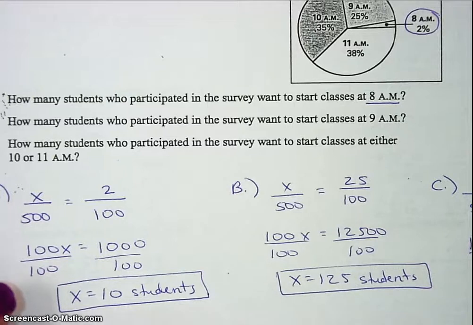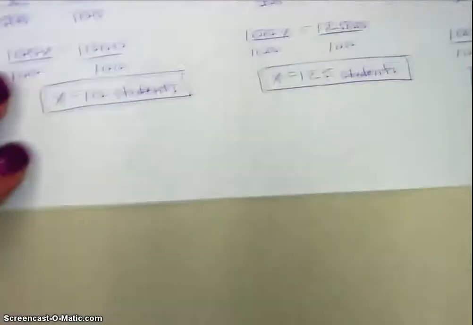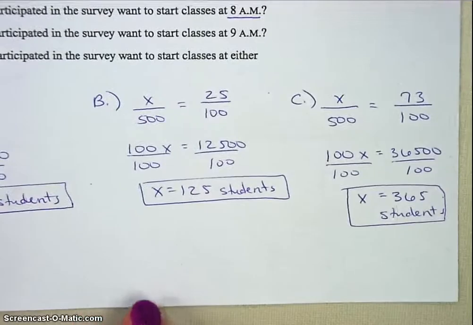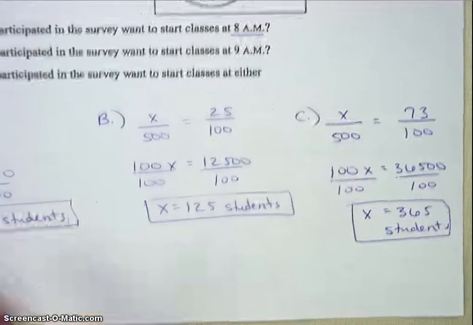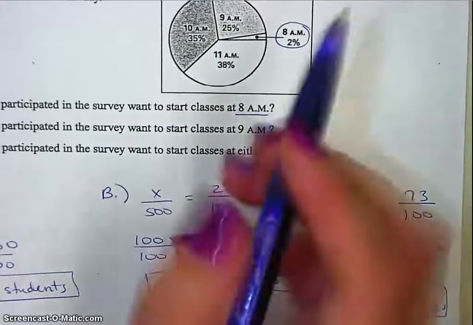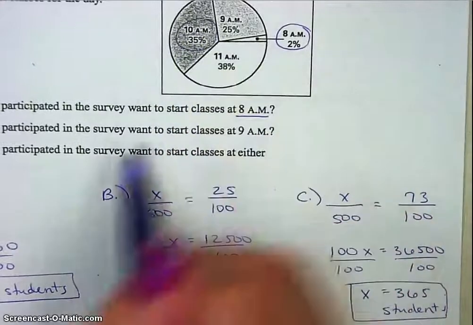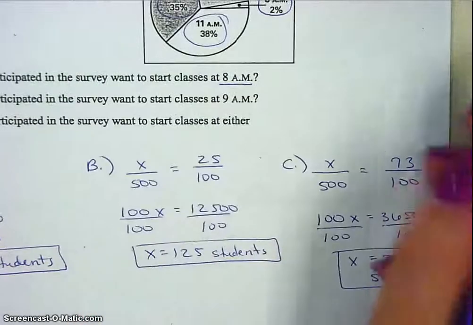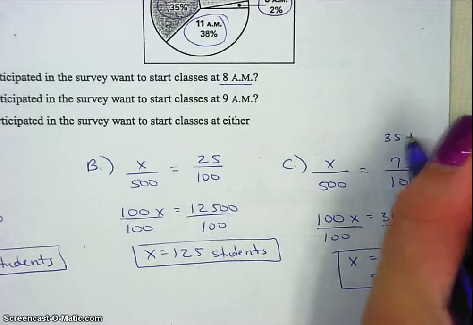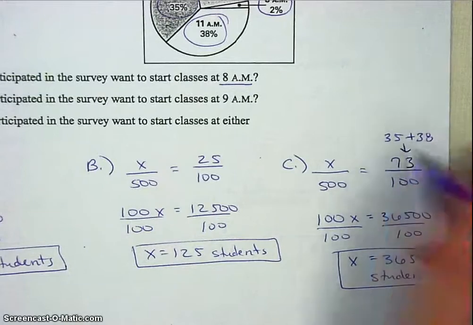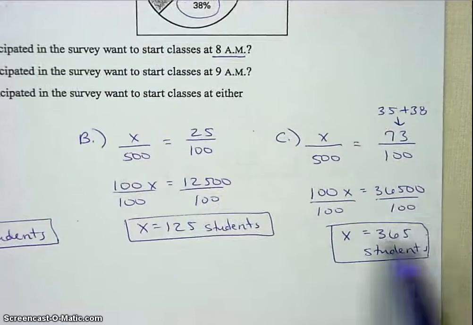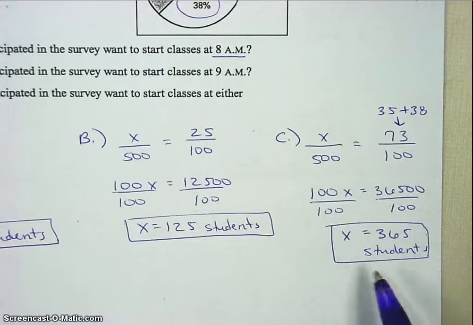Now C was a little bit more involved because it doesn't just ask for one percentage. It said 10 or 11 a.m. So looking up at our chart here, 10 a.m. was 35% and 11 a.m. was 38%. So we had to add 35 plus 38, and that's how I got my 73. Then cross multiply. So 365 students said they'd rather start at 10 or 11 a.m.